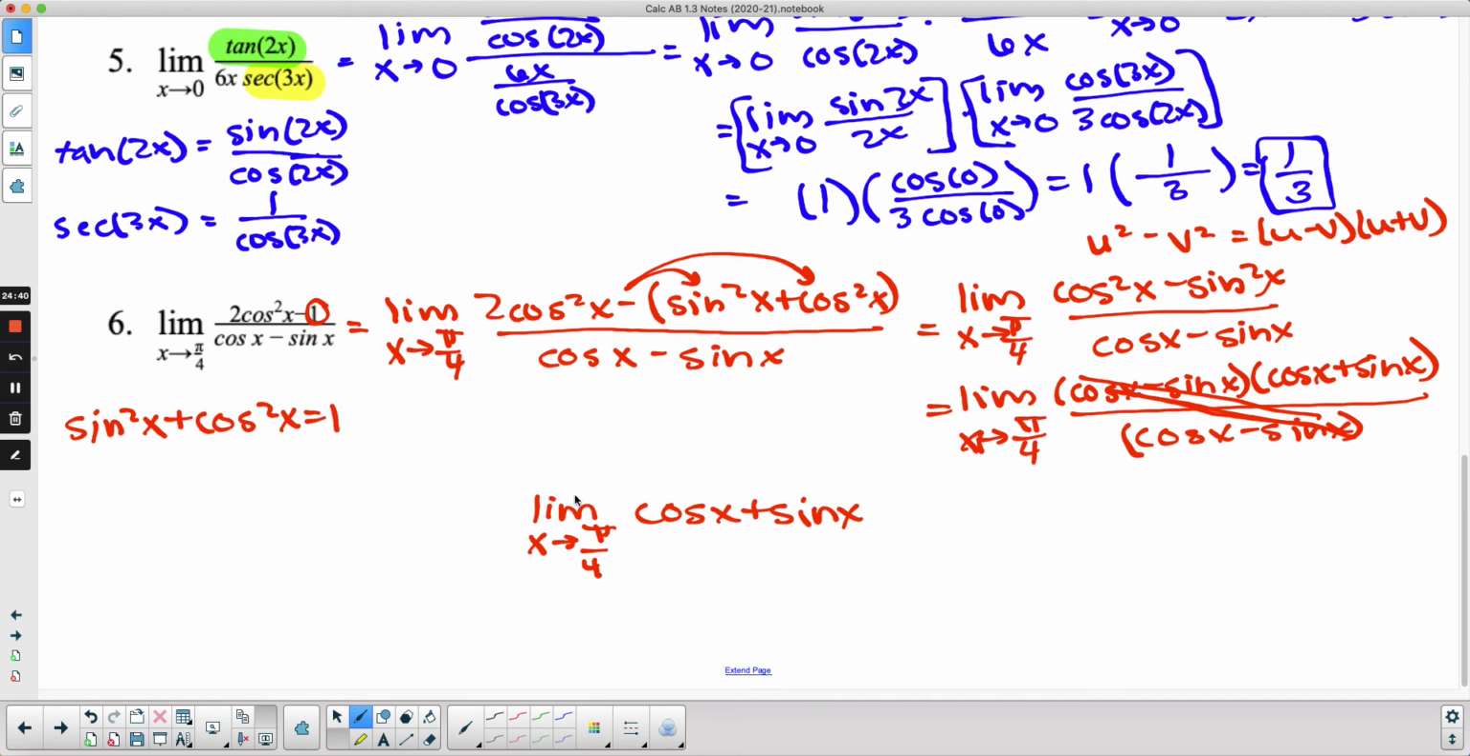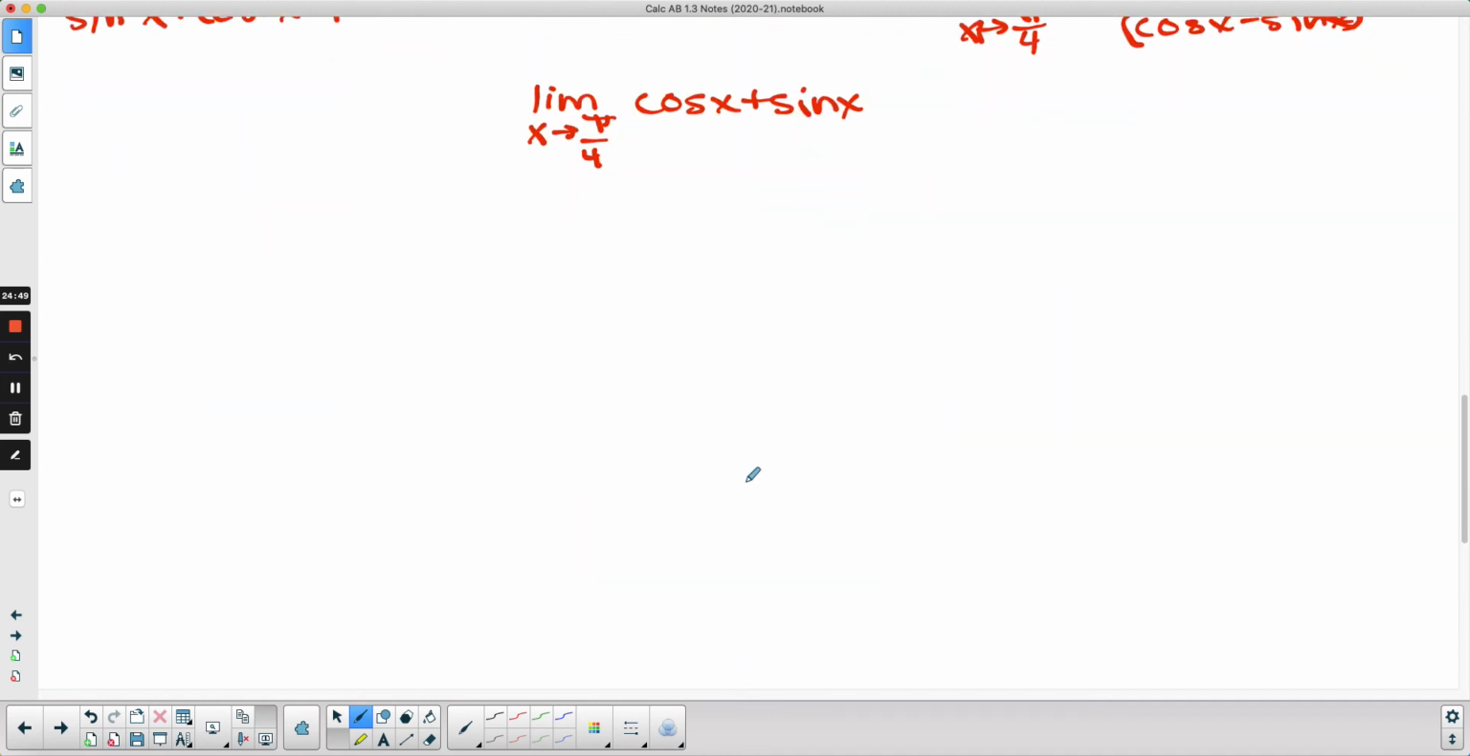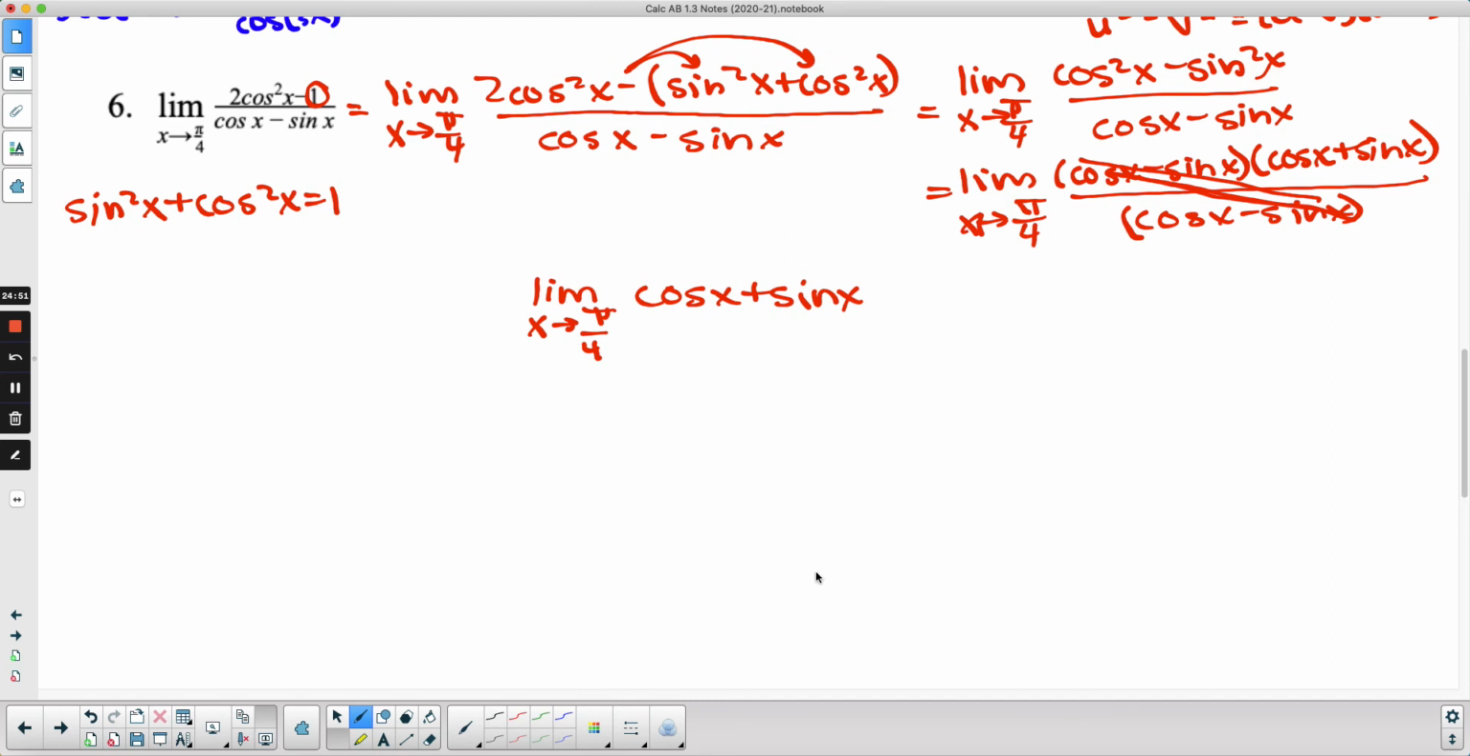When we do that, we end up with cosine of pi over 4 plus sine of pi over 4. And if you remember what cosine of pi over 4 is, that's the one where they're both the same, root 2 over 2 plus root 2 over 2. So we have a half root 2 plus a half root 2. You should just end up with 1 root 2.